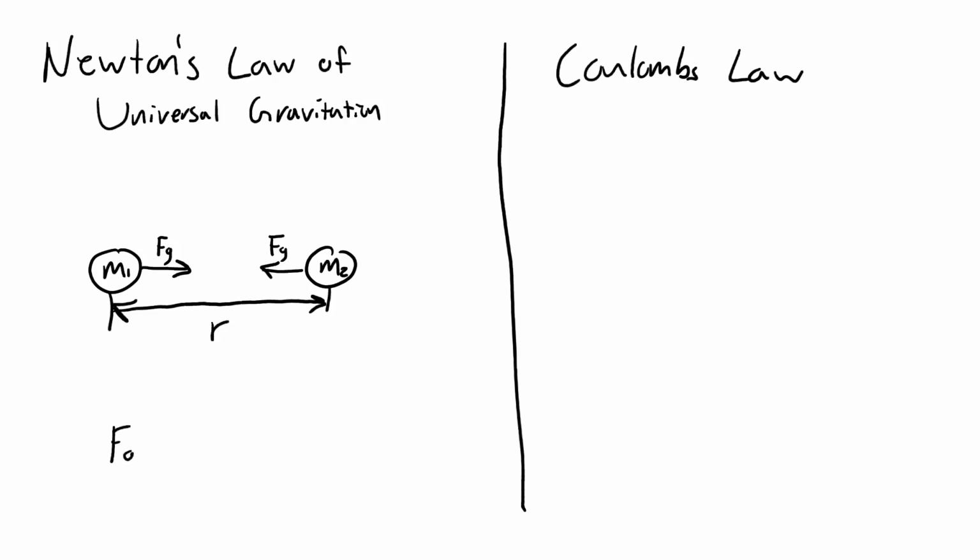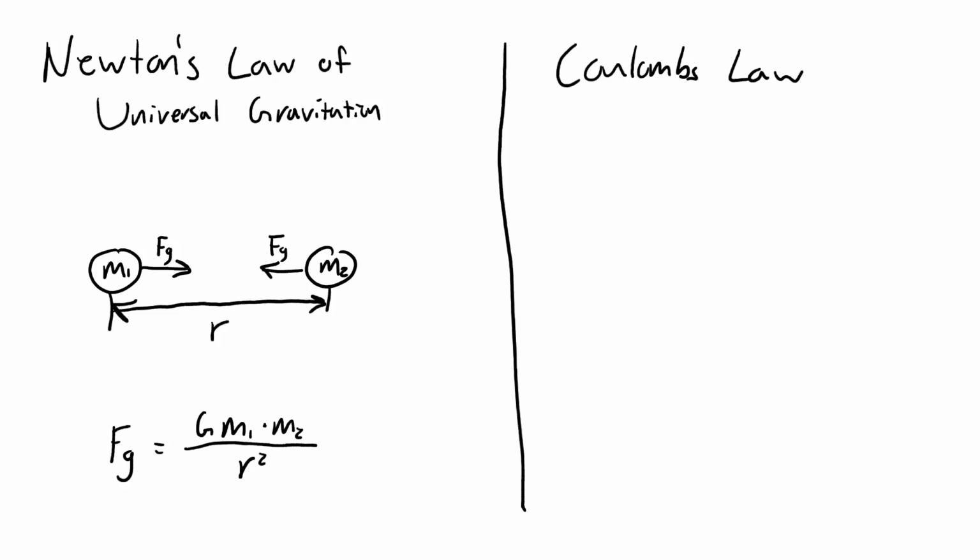And that relationship looks like this. Fg is directly proportional to both masses divided by the square of the distance between them. And you have this gravitational constant, big G, which is 6.67 times 10 to the negative 11 newton meter squared per kilogram squared. Very similarly, you have Coulomb's law.